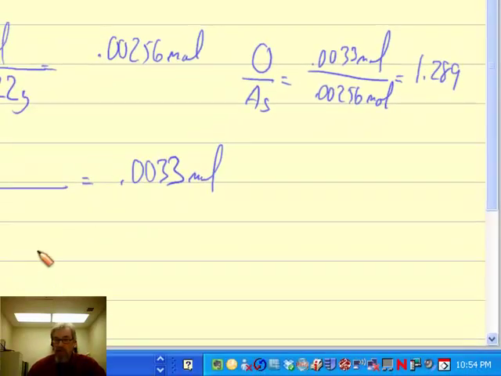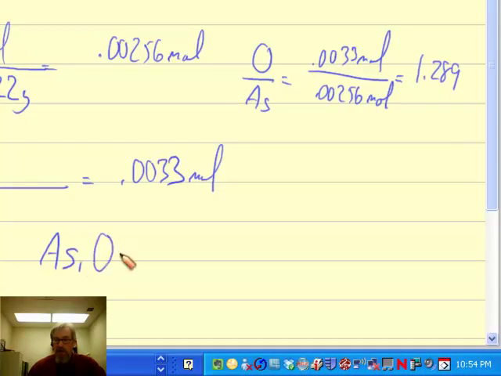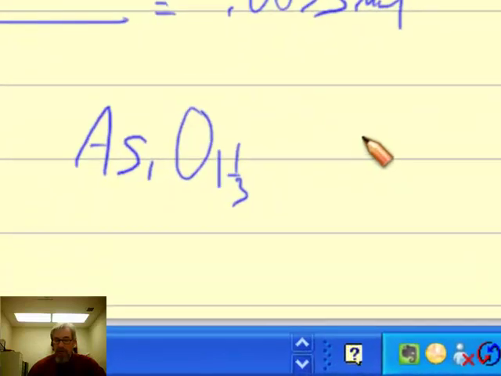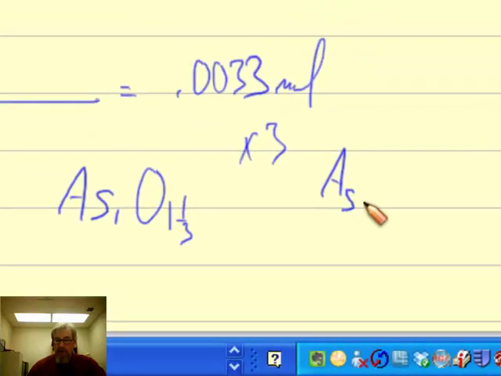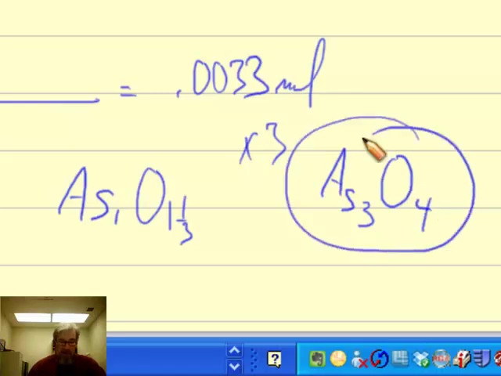So here's what this is like saying. It's like saying arsenic 1, oxygen 1 1/3. Well, to get rid of the third, I'm going to multiply both subscripts by 3. So that leaves me with arsenic 3, oxygen 4/3 times 3, which is 4. So As3O4 is my compound.